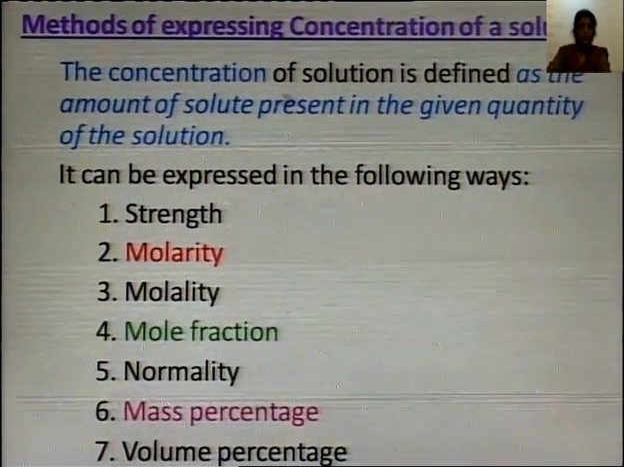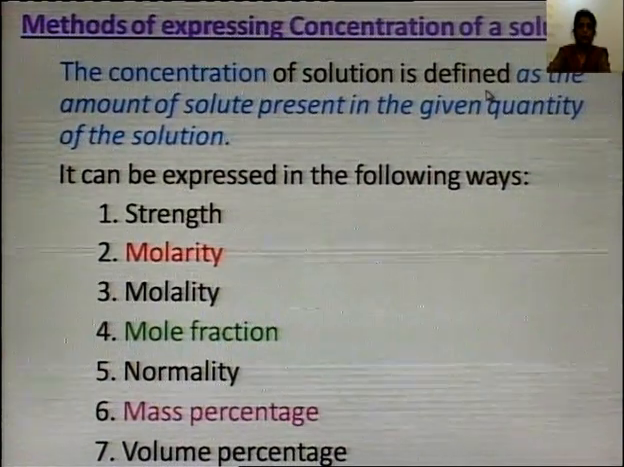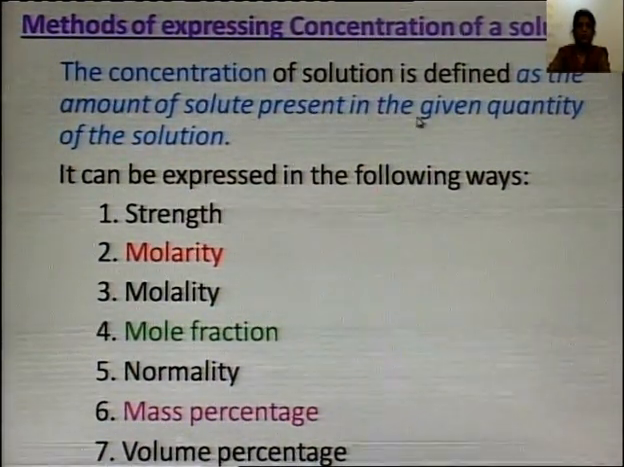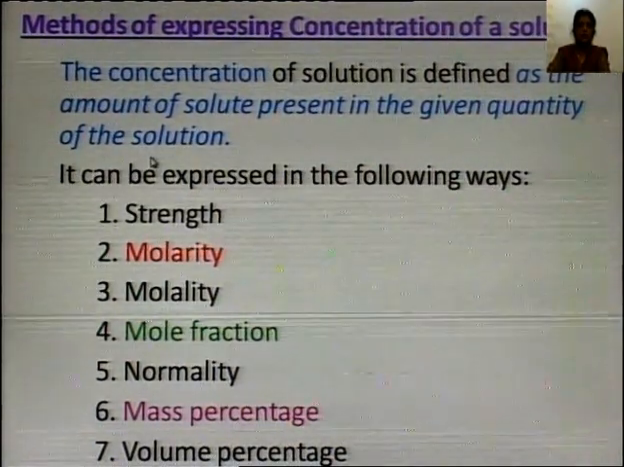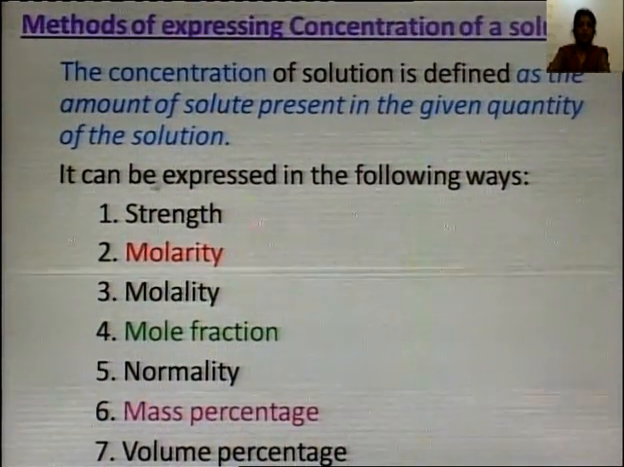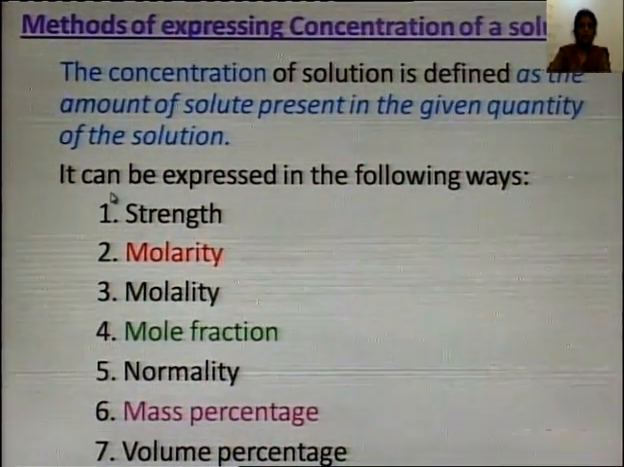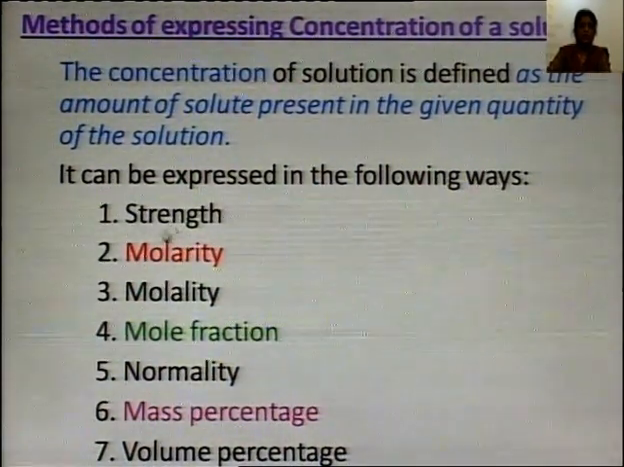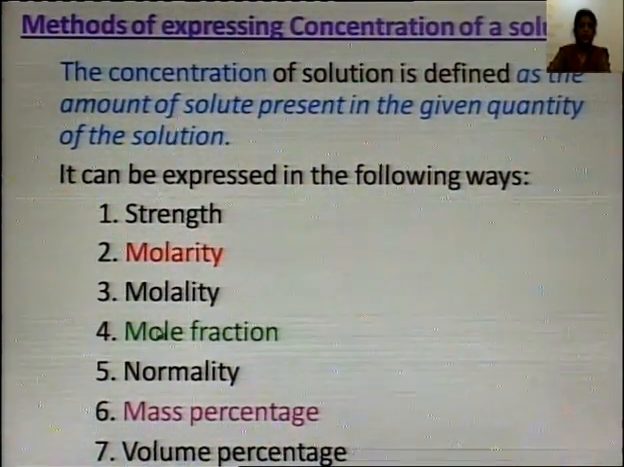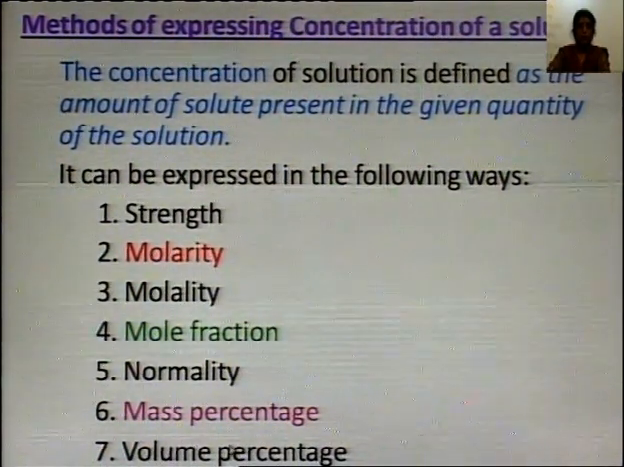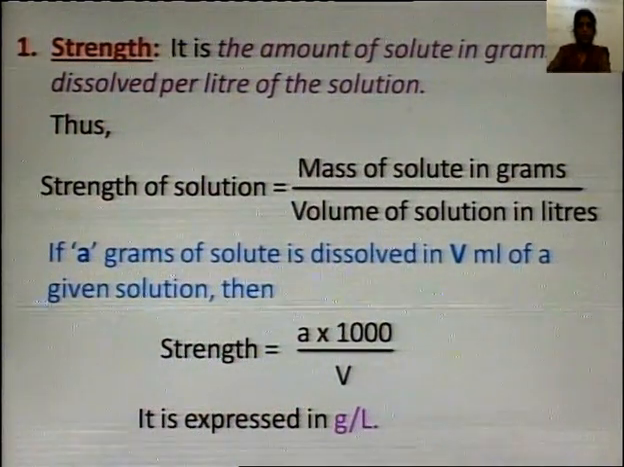The concentration of solution is defined as the amount of solute present in a given quantity of the solution, that is, how much solute is present in a particular quantity of the solution. So, we have various methods of expressing the concentration of the solution. It can be strength, molarity, molality, mole fraction, normality, mass percentage, volume percentage. So, we will study these one by one.